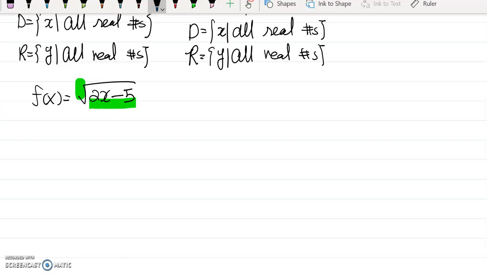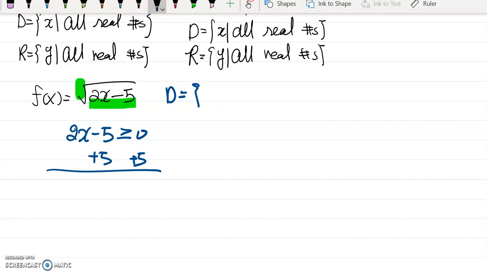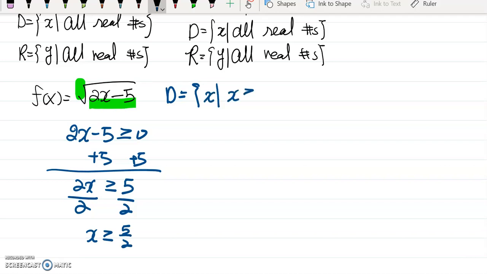So in this case, for the domain, you have to set up 2x minus 5 is bigger than or equal to 0. So plus 5, 2x is bigger than or equal to 5, divided by 2, so x is bigger than or equal to 5 over 2. So you can determine that in this case, the domain is x bigger than or equal to 5 over 2.